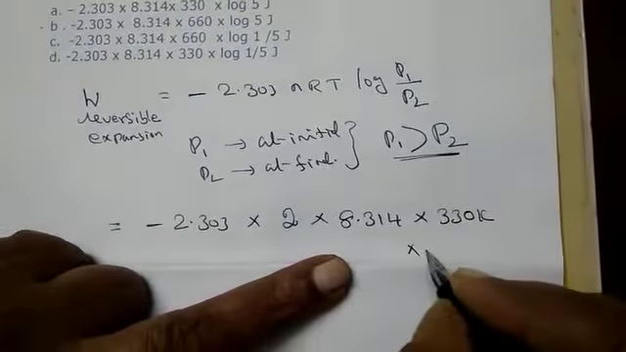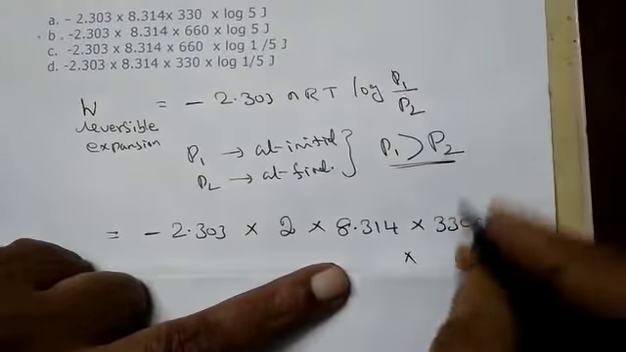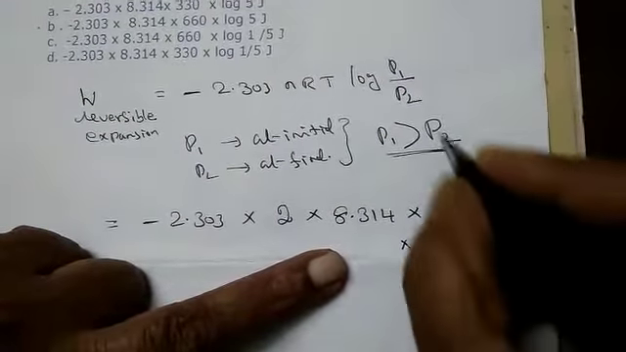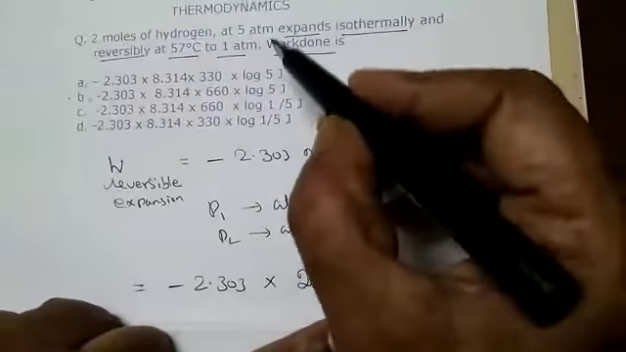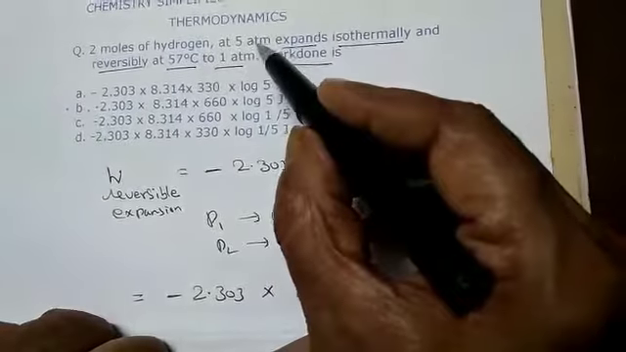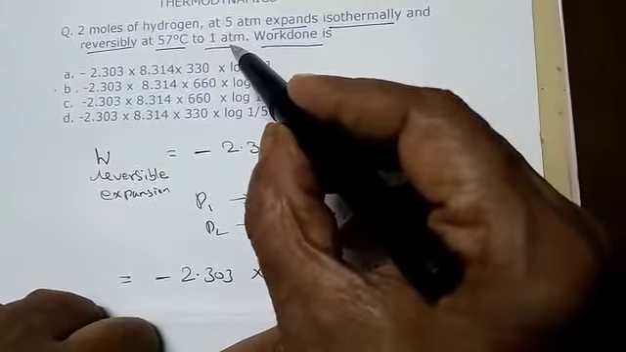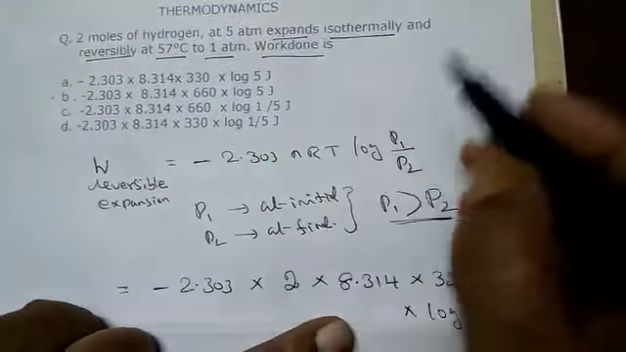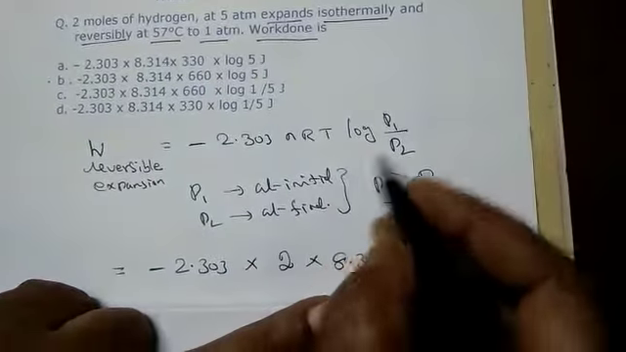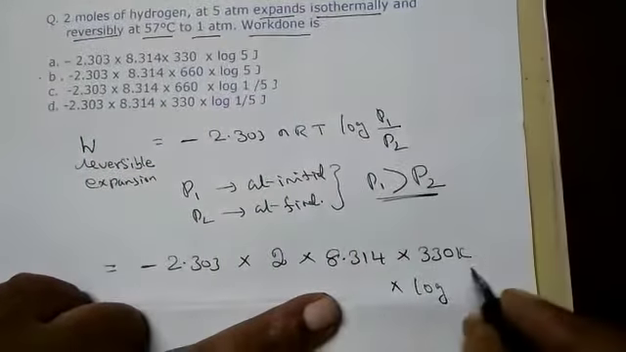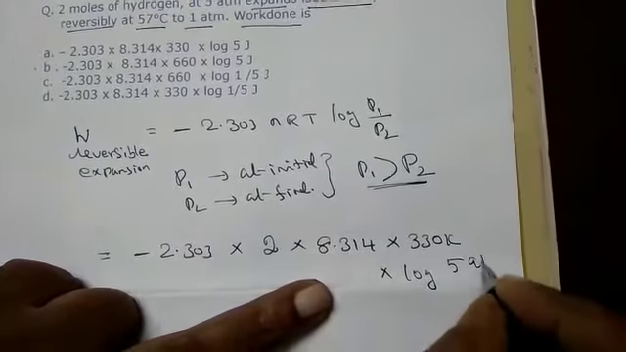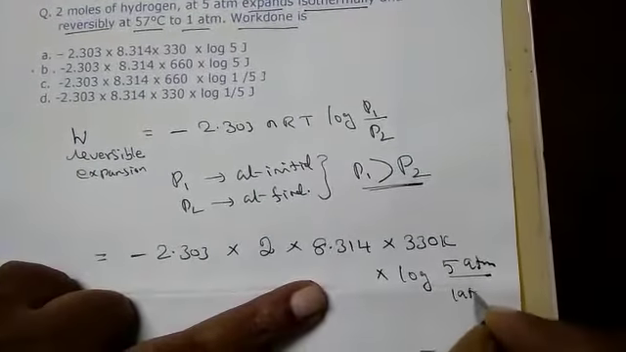Into the temperature, next log of P1 over P2. It is an expansion from 5 atmospheric pressure to 1 atmospheric pressure. So 5 is the initial. Let me take the initial as 5. So 5 atm divided by 1 atm.